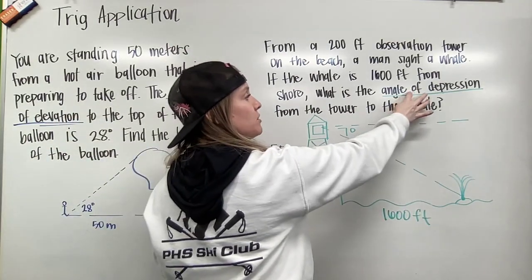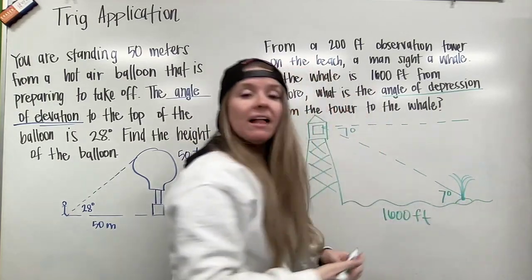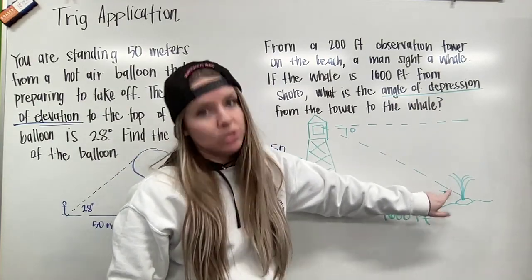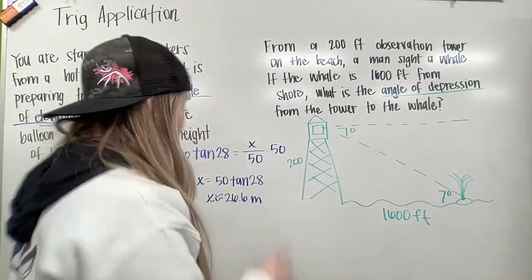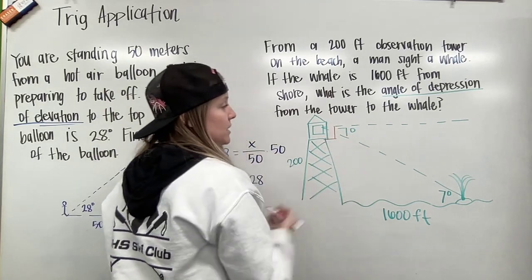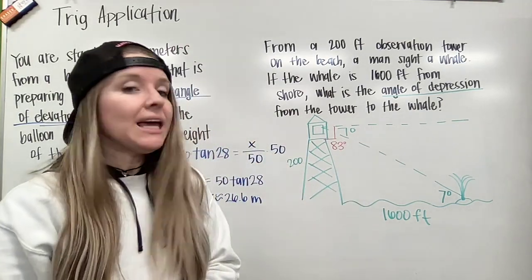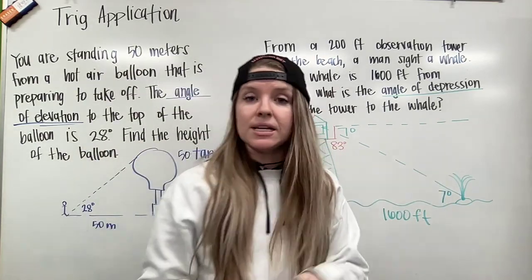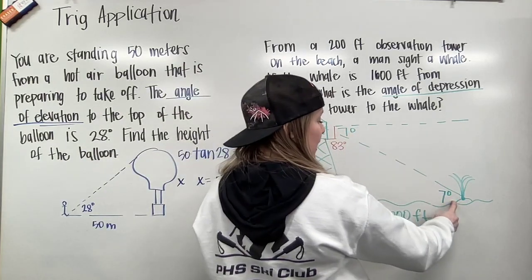When we're dealing with angle of depression, an angle of depression is actually equal to your angle of elevation. So we can drop that 7 degrees down here to the whale, creating the angle of elevation, looking up to the tower. We could also come in and use the complementary angle. Here we're at 90 degrees, so if this is 7 degrees, this becomes 83. Either way, we'll get the same solution. Doesn't matter what angle we're using as long as they're in the proper place. So we'll just go ahead and drop our 7 down here to angle of elevation.